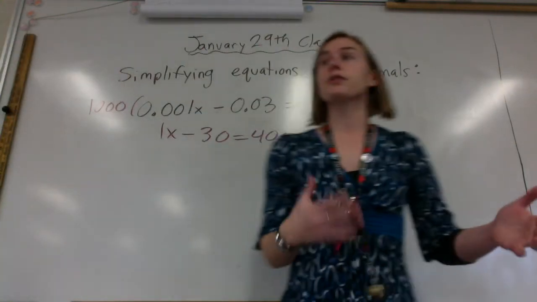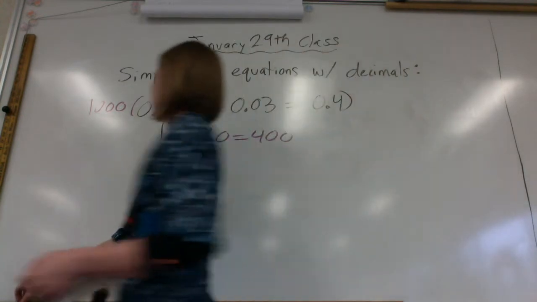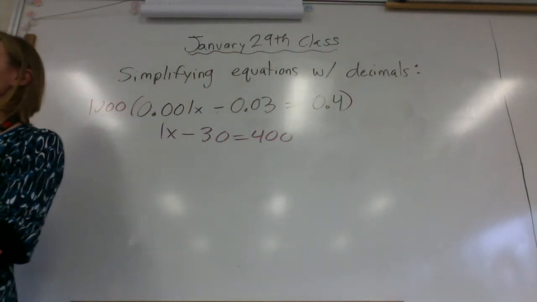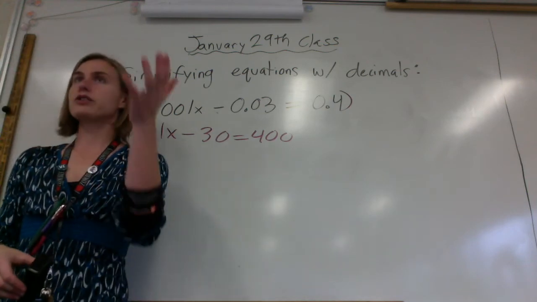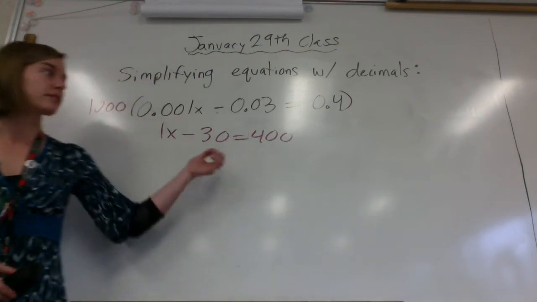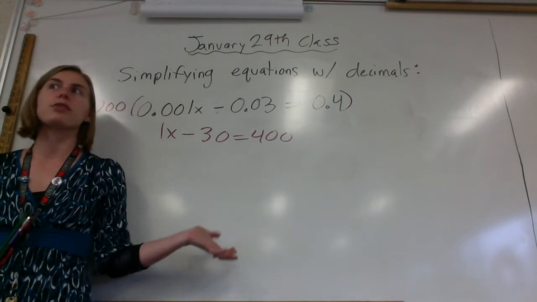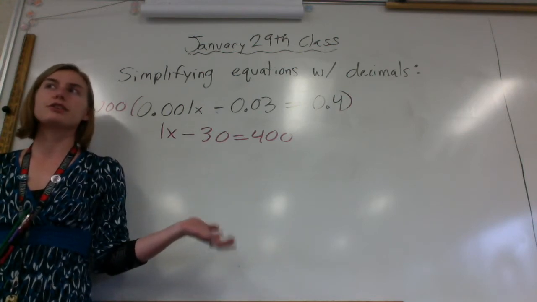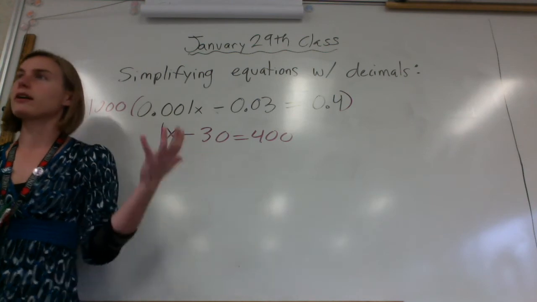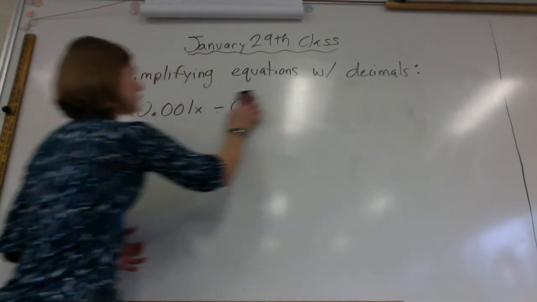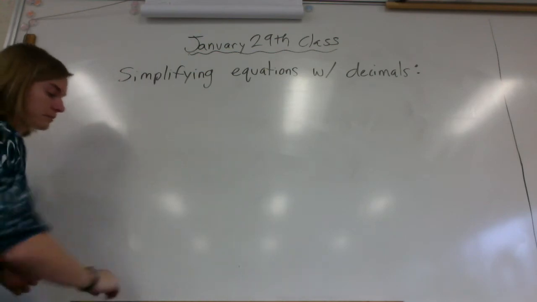Now, this works with fractions as well. So if you do have an equation that has fractions in it, you can turn them to decimals. But some fractions don't turn nicely into decimals, like if it's 1/3, right? You're never going to multiply by a number that's going to make it a whole number, unless you multiplied everything by 3.